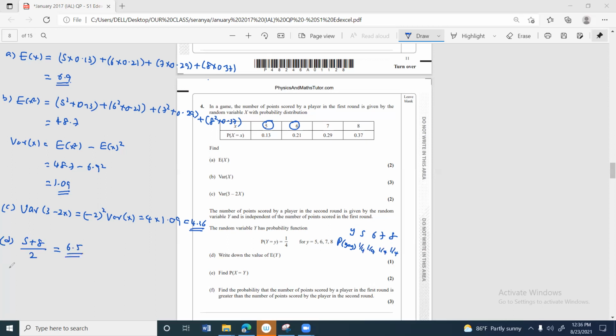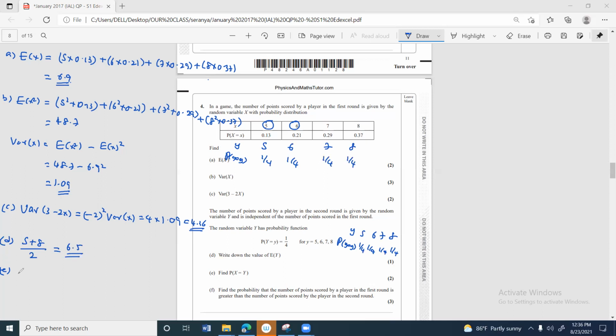Then part E, we need to work it out this way. Find the probability that x equals y. If you consider the events of y, which are 5, 6, 7, and 8, the respective probabilities are 1/4 each.